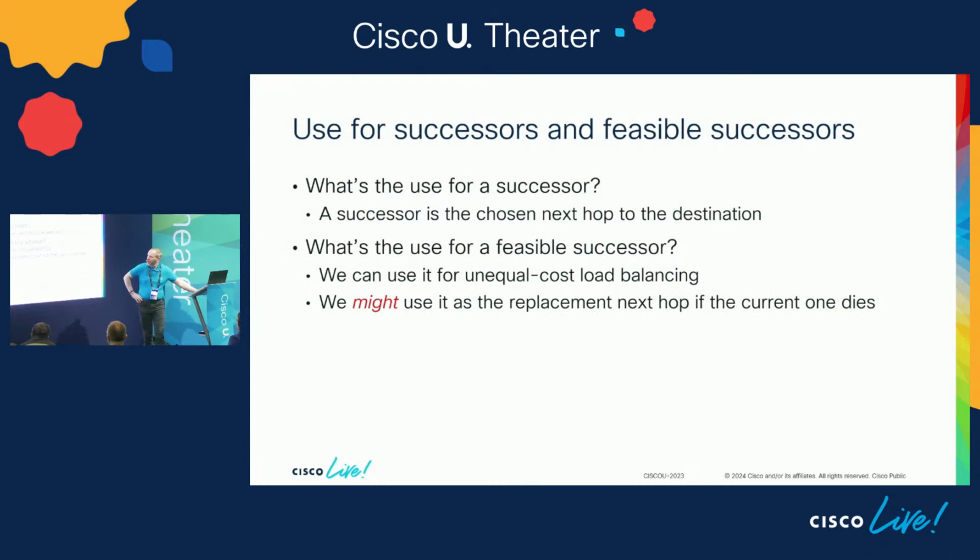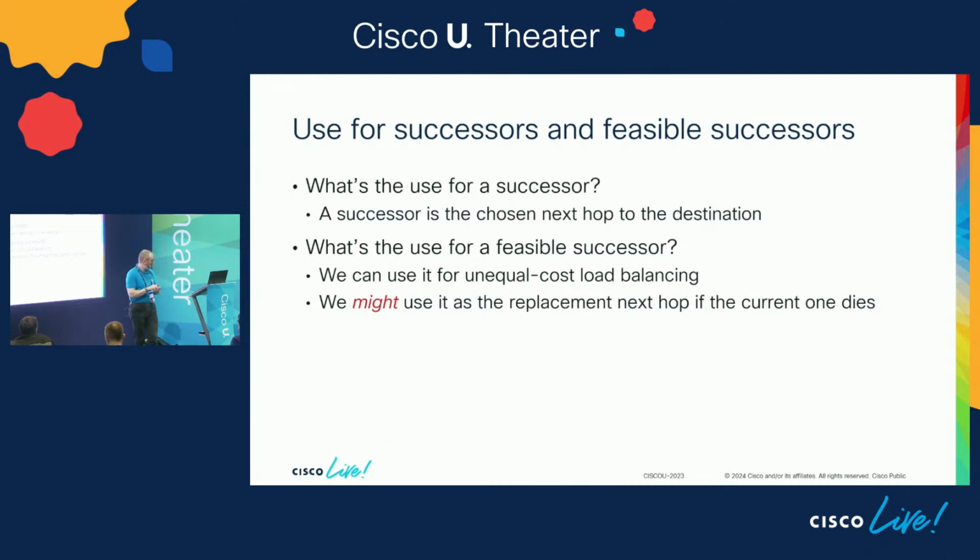So how do we use the successors? Well, the successors, as I've just said, provide the shortest paths. So naturally, they are the next hops. Feasible successors don't provide shortest paths, but still ones that are guaranteed to be loop-free. We can use them if we do unequal cost multipath with the variance command, using worse paths, but still those that are guaranteed to be loop-free. And we might use them if my current successor dies, but not always.